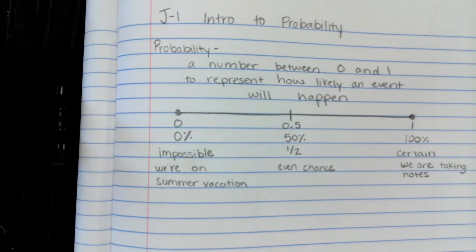All right, if it falls in this area here, between 0 and 0.5, we say that it is unlikely to happen.